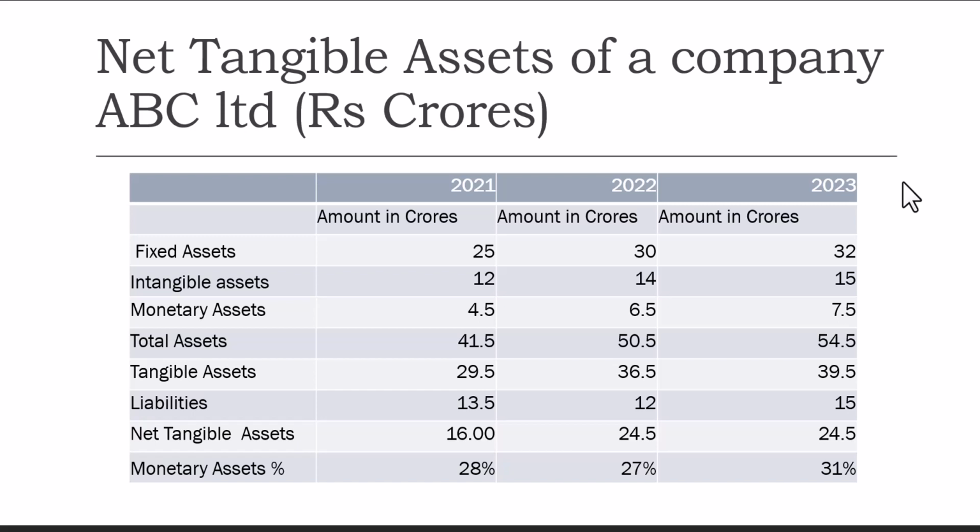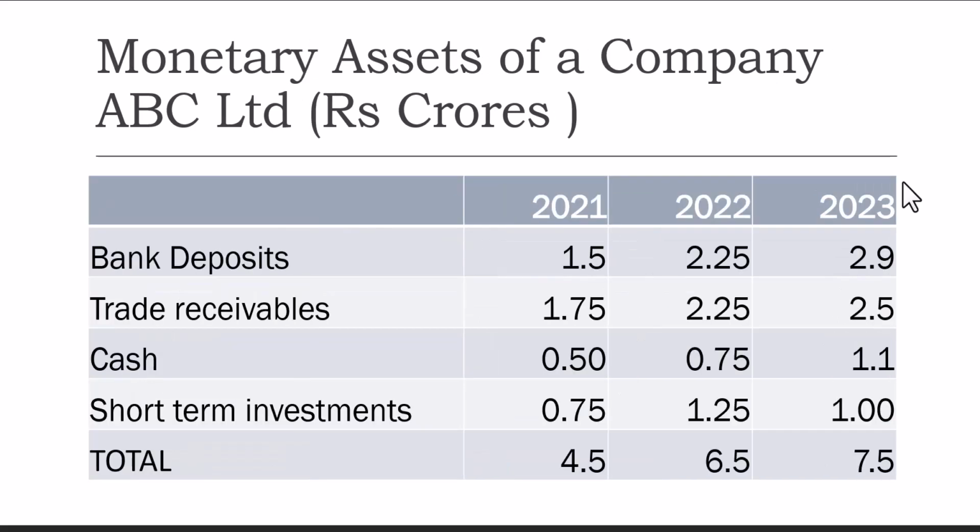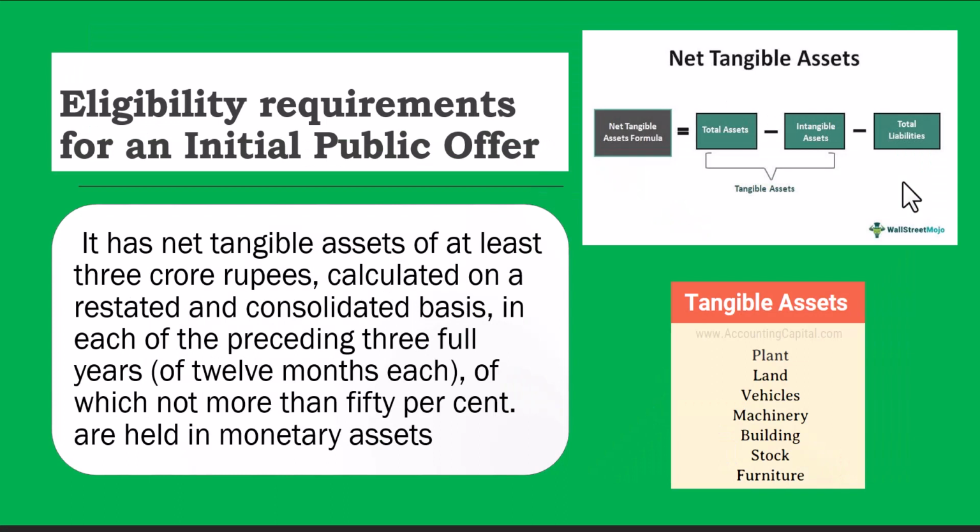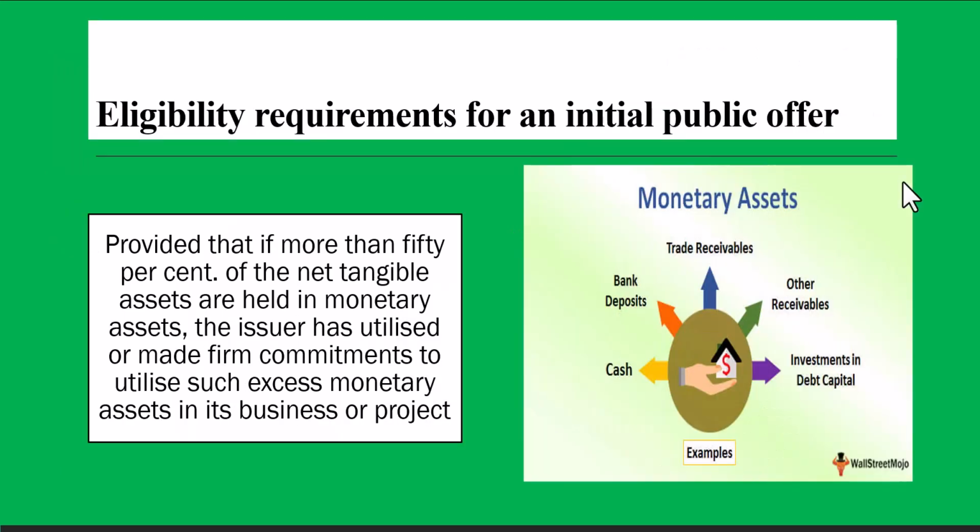So it has more than 3 crores. So first criteria, it has more than 3 crores every year. And second, the monetary assets should not be more than how much percentage? 50%. Okay. So, look at this, not more than 50% should be held in monetary assets. Look at the bottom line. So here, if they have more than 50%, then they should make some arrangement.